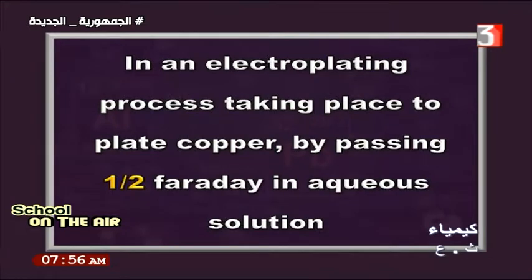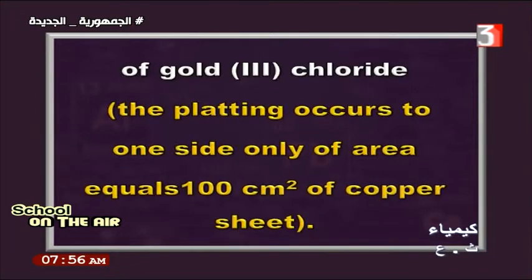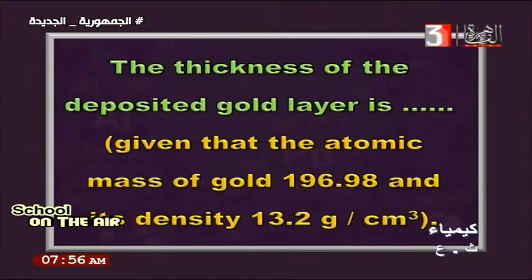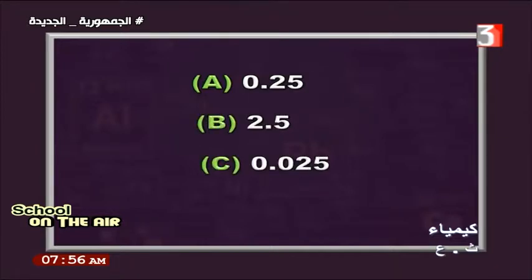Next problem. An electroplating process takes place to plate copper by passing half a Faraday in an aqueous solution of gold(III) chloride. The plating occurs on one side, of area 100 square centimeters, of a copper sheet. So the thickness of the deposited gold layer is what? Given the atomic mass of gold is 196.98 and its density is 13.2 gram per cubic centimeter. So the choices for the answer here, is it A or B or C or D?